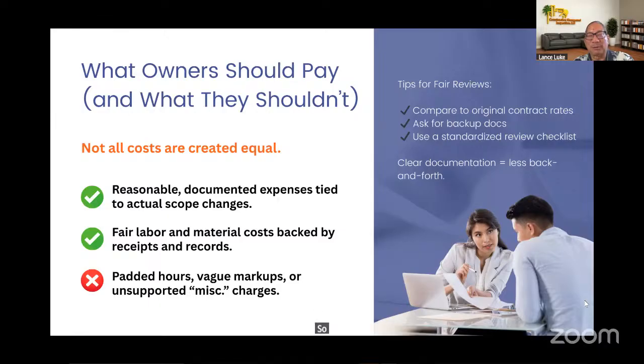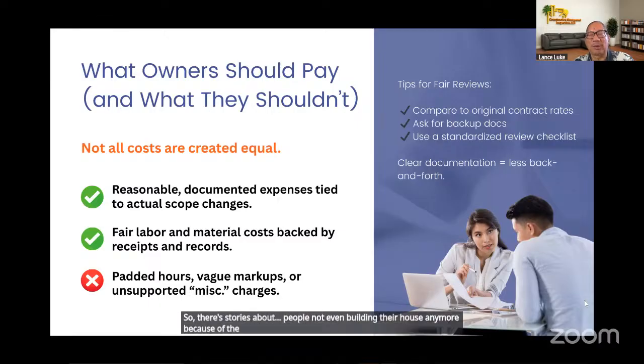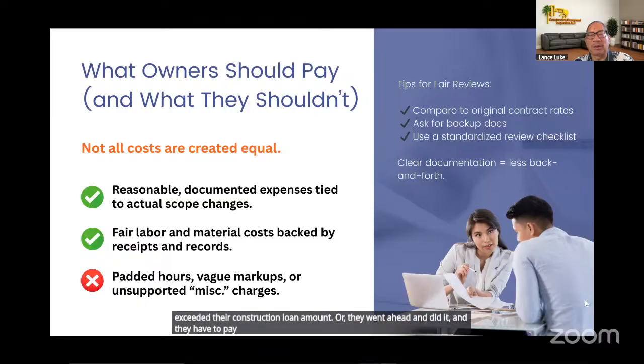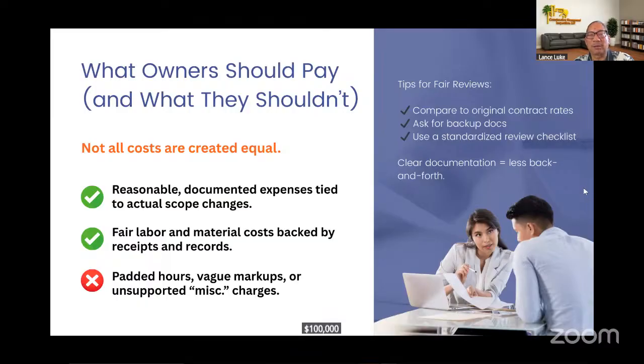So it may not be much, but during that whole pandemic time when no one was working, really, now the labor charge increased. So there are stories about people not even building their house anymore because of the cost increase, and it exceeded their construction loan amount. Or they went ahead and did it and they have to pay an extra $100,000 out of pocket that wasn't part of the construction loan just because of the pandemic. So it was not a good thing.